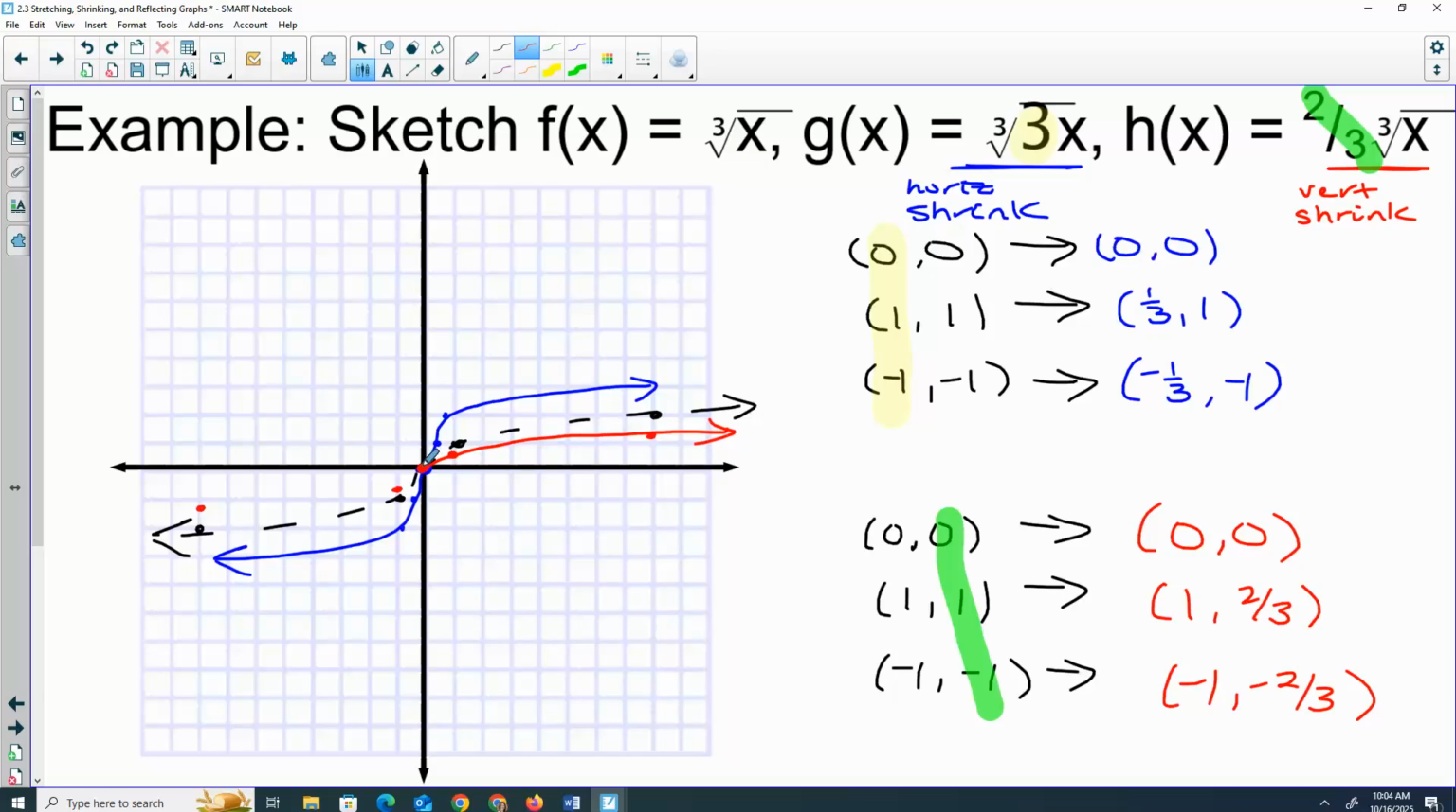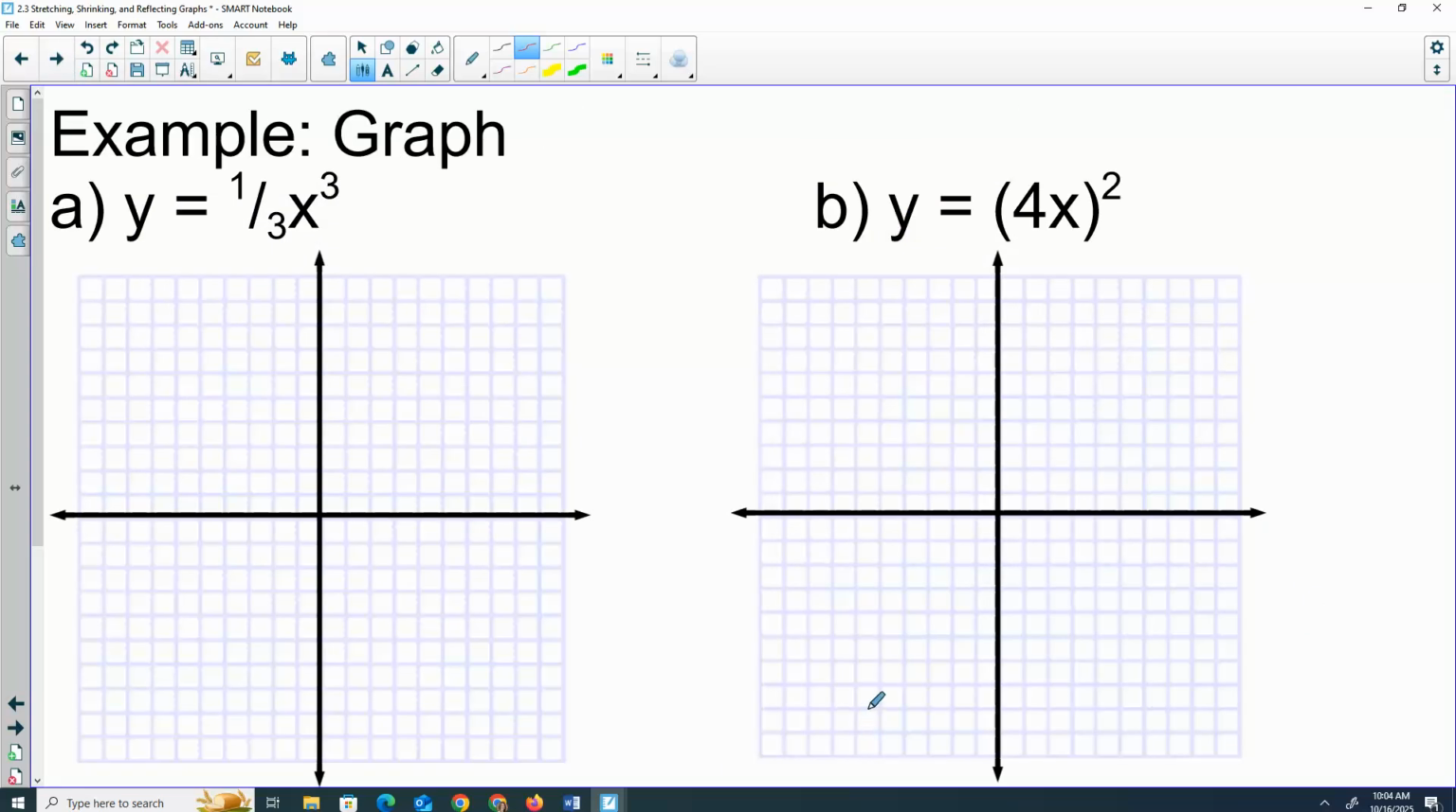So this vertical shrink or compression just made it get shorter. All right. I want you guys to try 2 of those before I move on. Well, we might do more than 2. I want you to do these 2 and I'll see how we're doing.